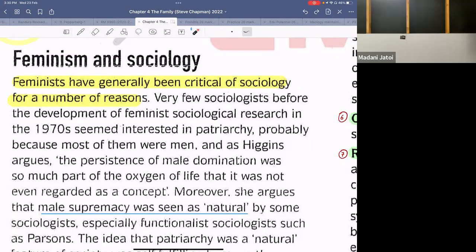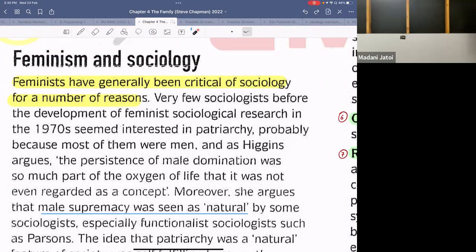Feminists have generally been critical of sociology for a number of reasons. Very few sociologists before the development of feminist sociological research in the 1970s seemed interested in patriarchy. I mean, they would conduct research on social class, lifestyles, poverty, unemployment, anything and everything, but patriarchy. Get it here? About the experiences that females have. Because most of them were men. We're talking about sociologists over here.